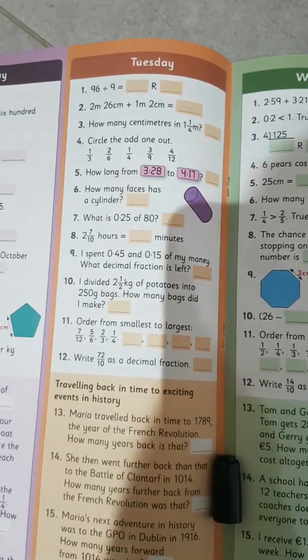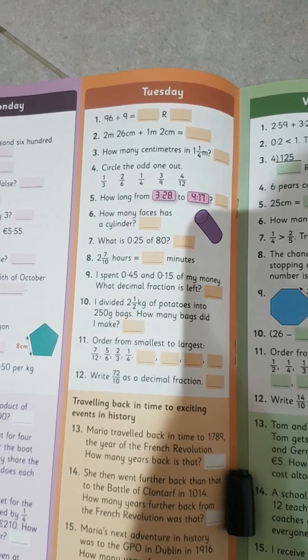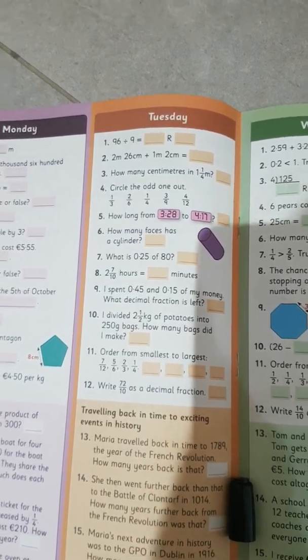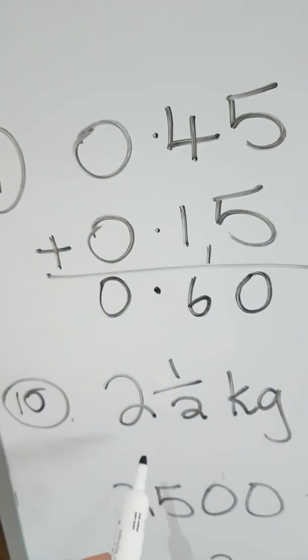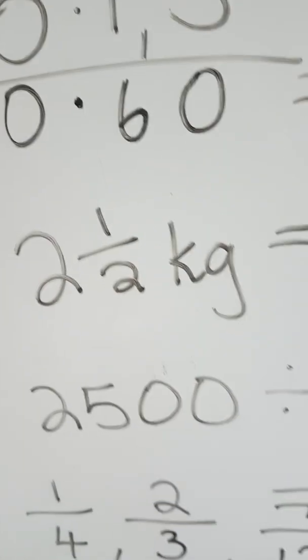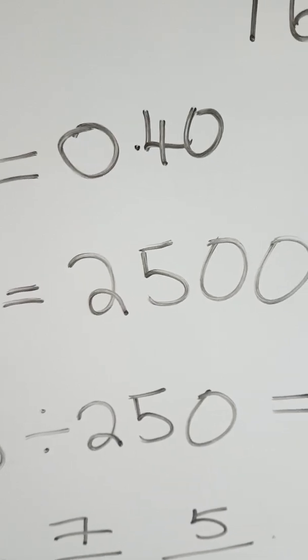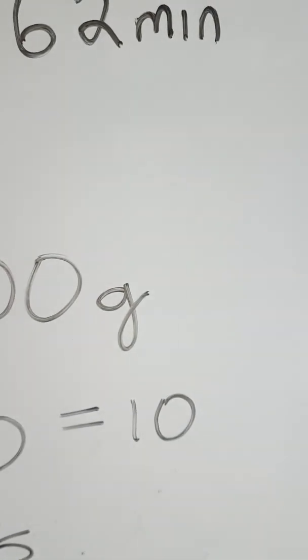Okay, question 10. I divided 2.5 kgs of potatoes into 250 gram bags. How many bags did I make? The first thing we must figure out is that 2.5 kgs is 2,500 grams, and then we're going to divide 2,500 by 250. You could work that out in your head, and the answer is 10.